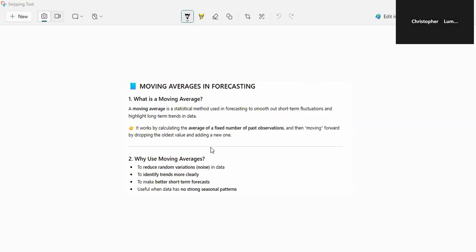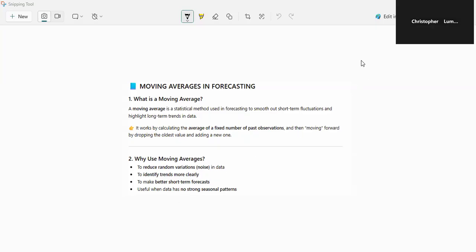It works by taking a fixed number of past observations, you average them, and then you move forward to drop the oldest value and include the next new value. So why do we use moving averages? Because they help to reduce random variations. They also identify trends more clearly, and they help to make short-term forecasts. They're useful when data has no strong seasonal patterns.